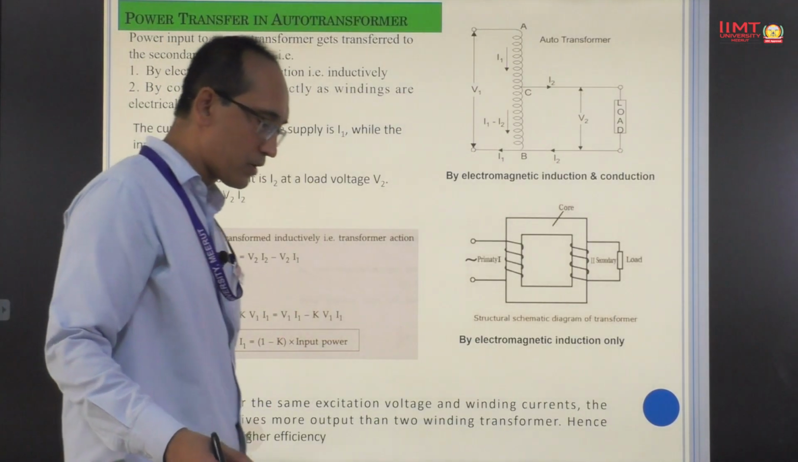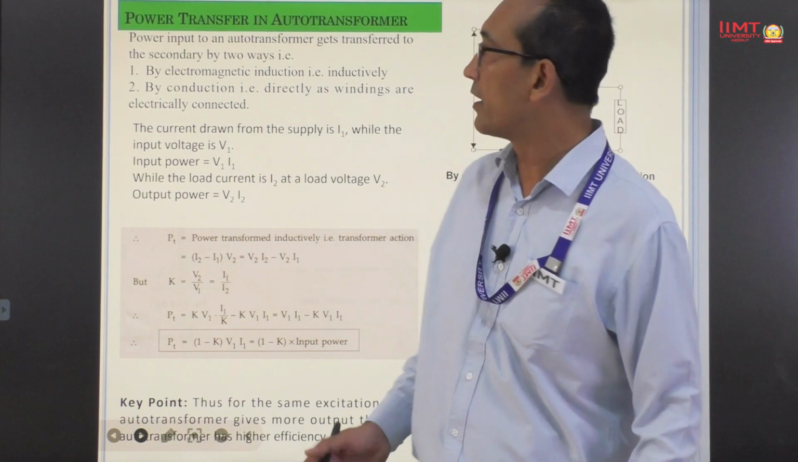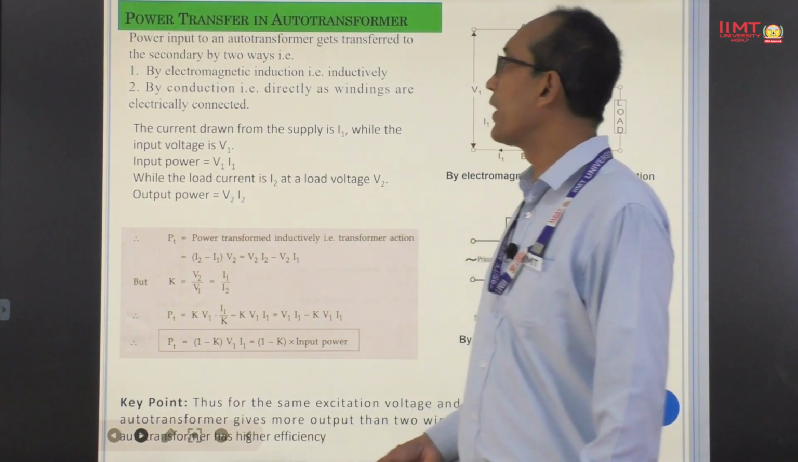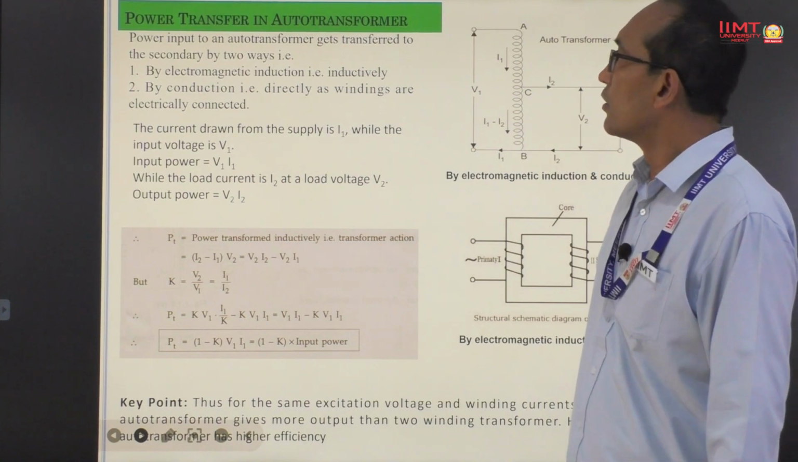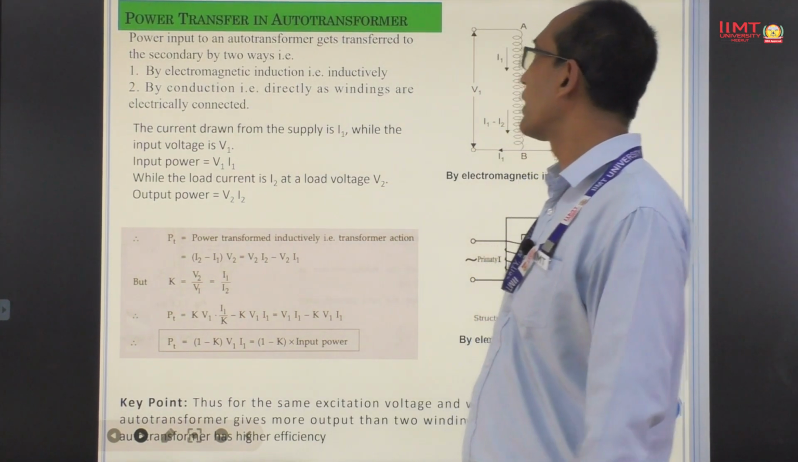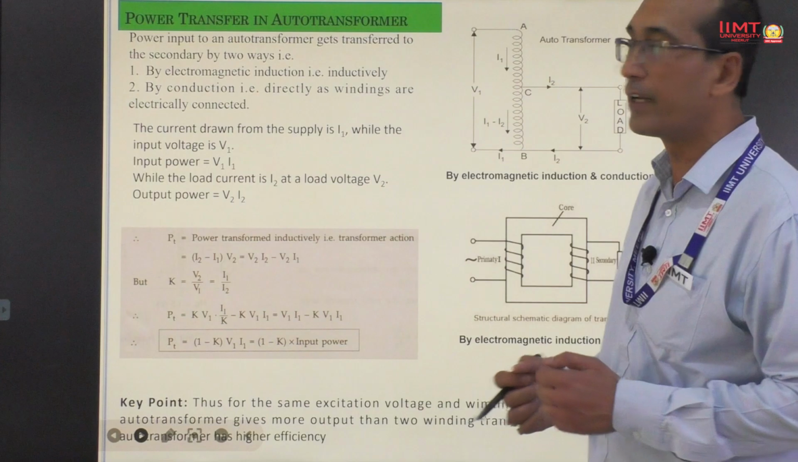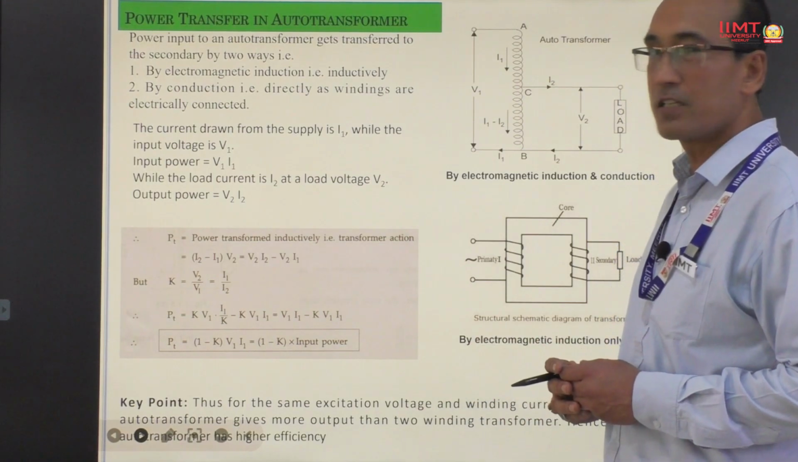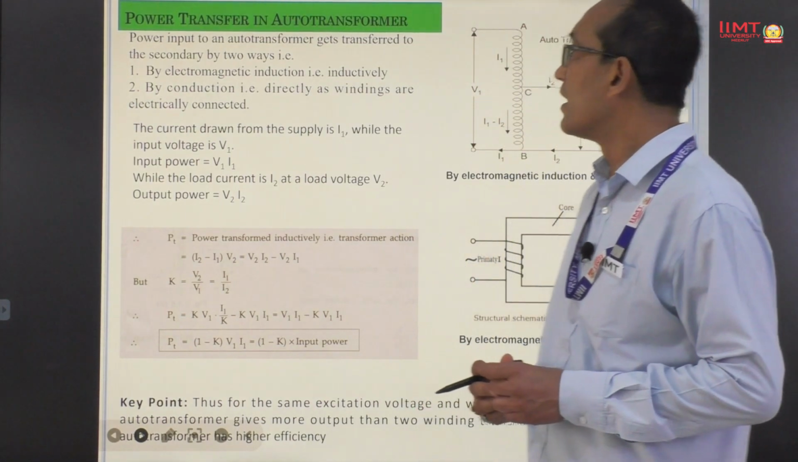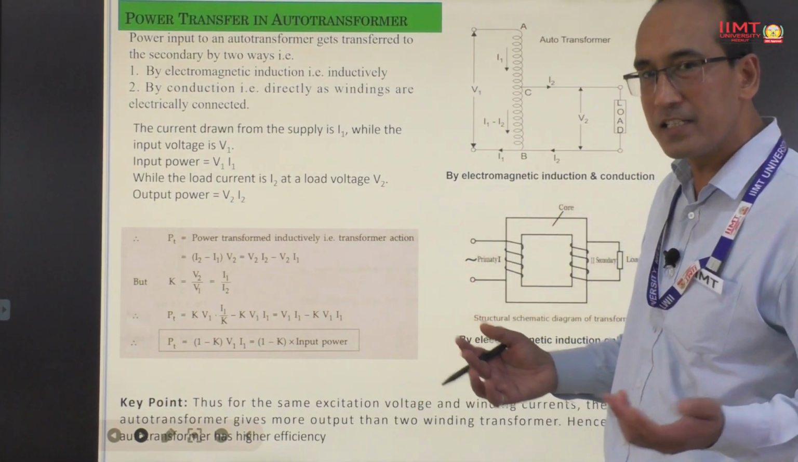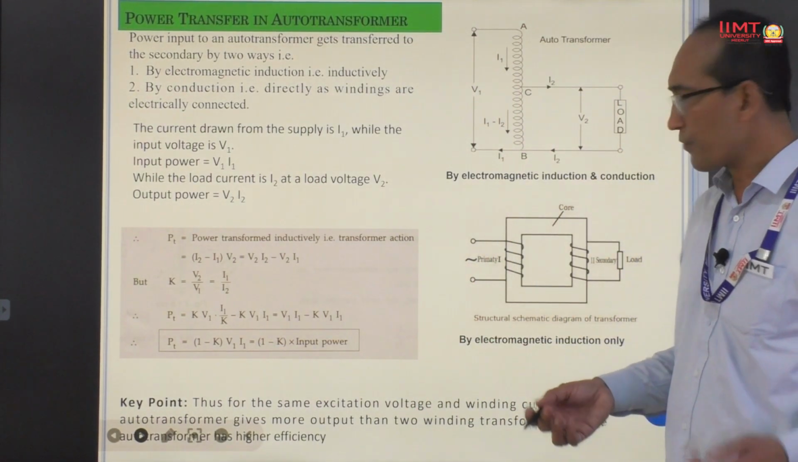Now, in a similar way to the copper saving, we can also compare power transfer in the auto transformer. The power input to the auto transformer gets transferred to the secondary in two ways: one is electromagnetic induction, and the second is the conduction system. We can easily compare these two.